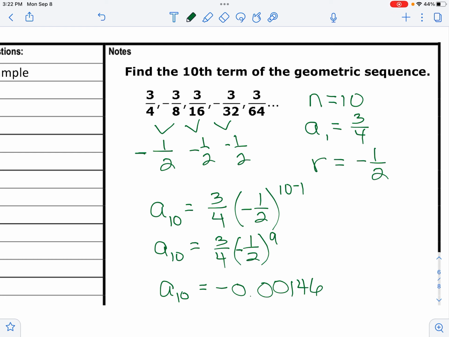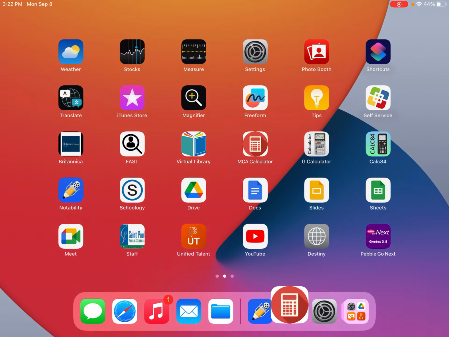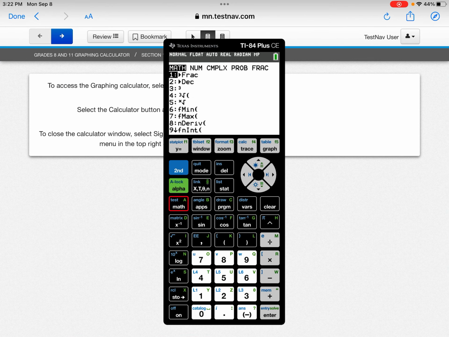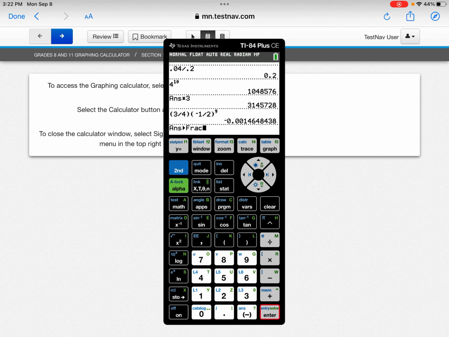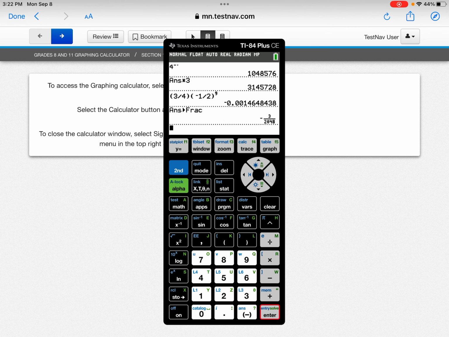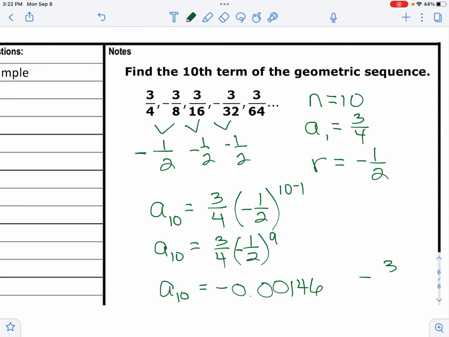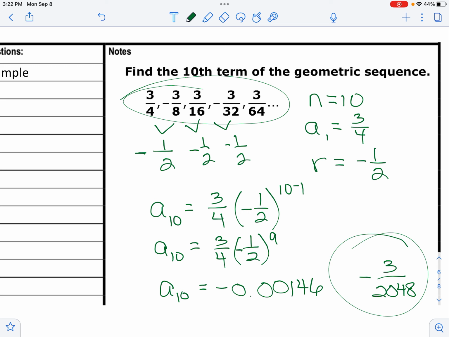If you wanted to write it all out, that's fine too. If you wanted to convert it into a fraction, you can do that as well, because those were in fractions. So if you go math, you'll notice the first thing is fraction. Hit enter, enter. That's -3 over 2048. So a lot of times they like it in the same version as this, so probably this is a little bit better answer.